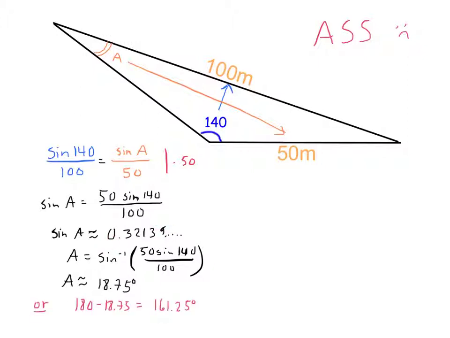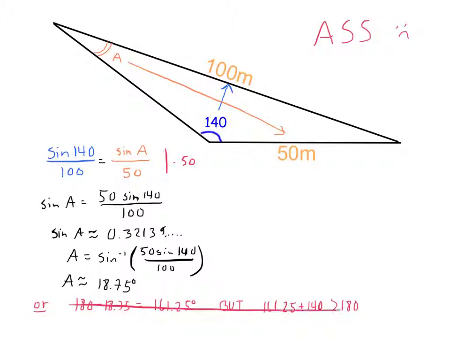So 161.25 also produces this sine ratio. However, this whole thing needs to be a triangle, and if this is 161 degrees and this is 140 degrees, that's too much. So it broke the bank. So there's not a second option in this one.